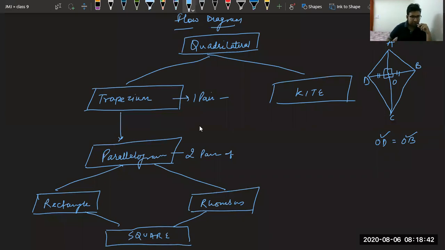If anyone asks, all the rectangles are square? You can say the answer is no, because rectangle is coming above, square is coming below. If I say the reverse, all squares are rectangles, then it is yes. But all the answers you are giving are opposite. What happened? Just see this thing.